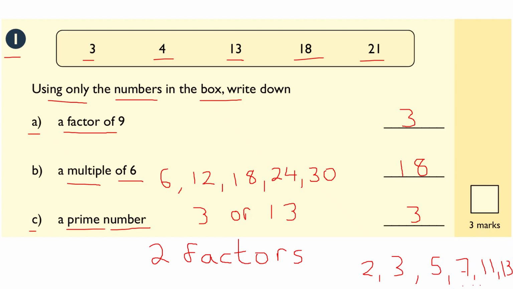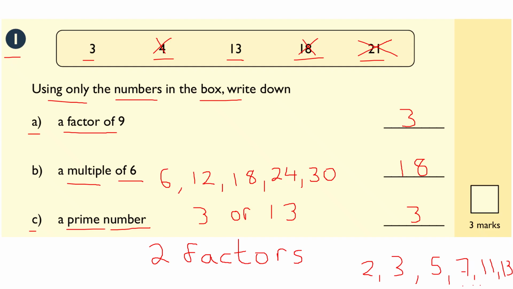Whereas 4 has 3 factors, 1 and 4, but also 2, because it's an even number. 18 is also even, so it can't be prime. And 21 is divisible by 3 and 7, as well as 1 and 21. So 4, 18 and 21 are not prime because they have more than 2 factors.